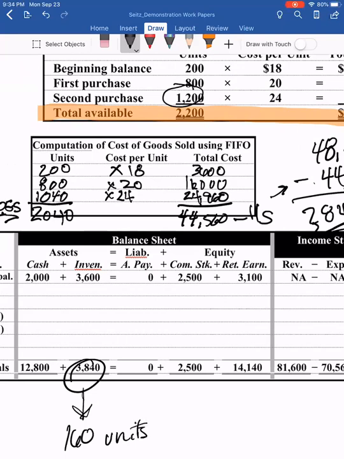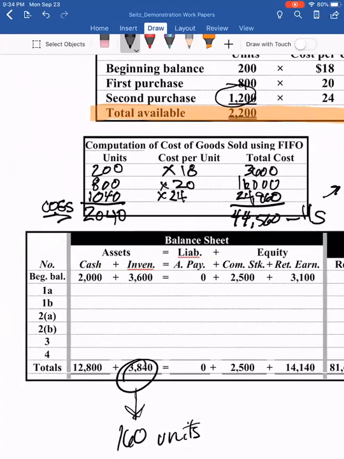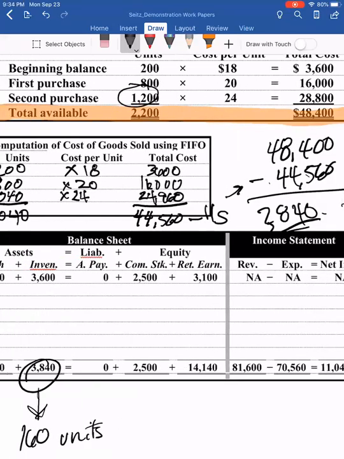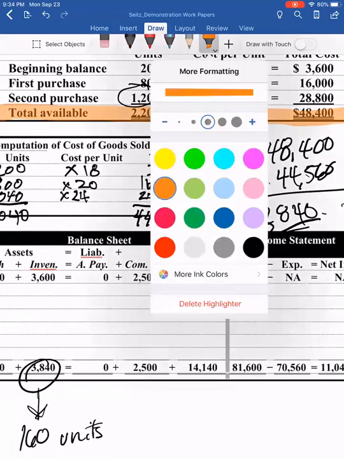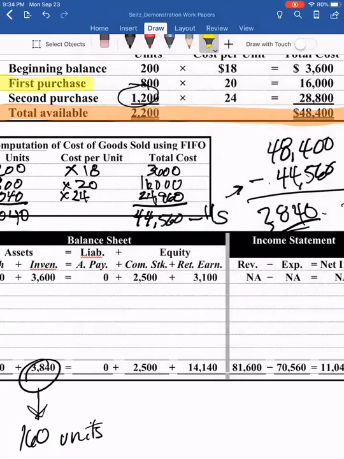Okay. So that's the cost flow assumption method using FIFO. So 1A, we saw that with 1A, the transaction that you purchase inventory during the year. So that's these inventory purchases that we see up here. That's the first inventory purchase and the second inventory purchase.